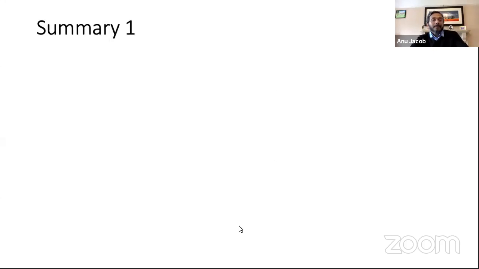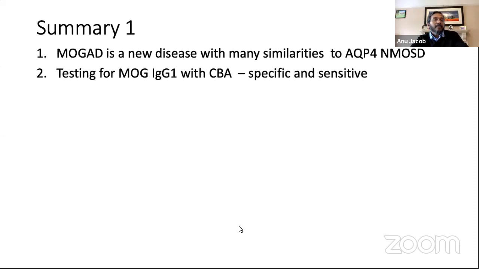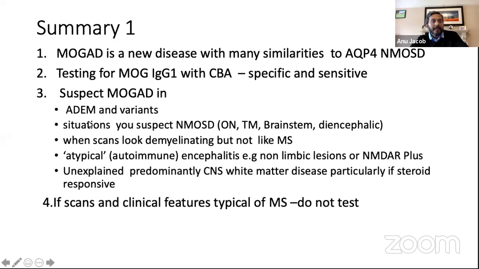So I think we're at the end now. To summarize, MOGAD is a new disease with many similarities to AQP4 NMOSD. Testing for MOG-IgG1 with CBA is specific and sensitive. Suspect MOGAD in ADEM and variants, and in situations where you suspect NMOSD. When scans look demyelinating, but it's not quite like MS. Atypical conditions, like when you think of autoimmune encephalitis, or non-limbic lesions, or NMDAR plus. Unexplained predominantly CNS white matter disease, particularly if they're steroid responsive.